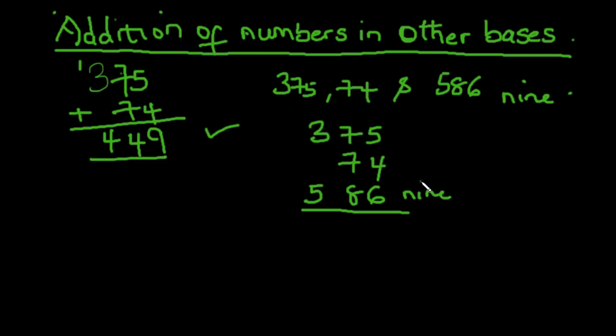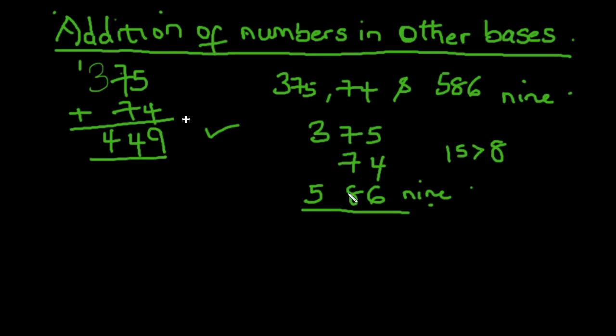I like to write my bases in words so that I don't mistakenly treat it as a number when I'm doing my calculation. So now here is the logic. 5 plus 4 is 9. 9 plus 6 is 15. But we can't write 15 because the highest number in a base 9 system, like I've said in my introduction to number bases video, is 8. 15 is certainly greater than 8.